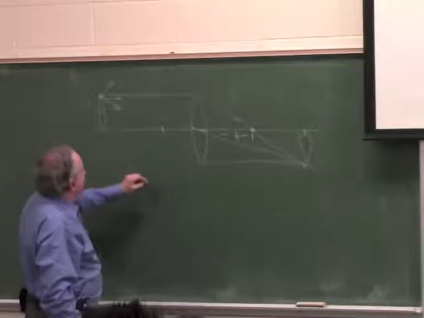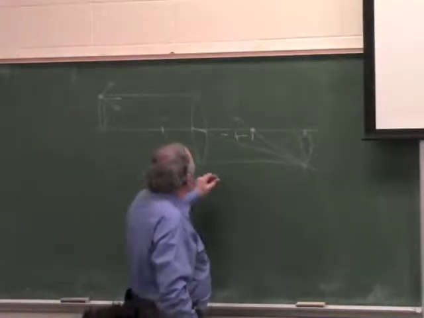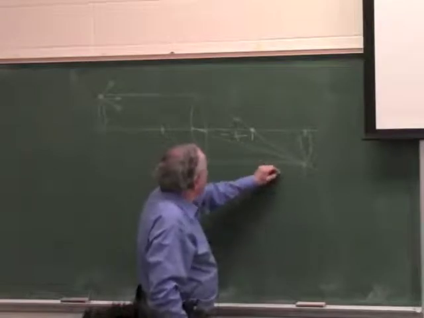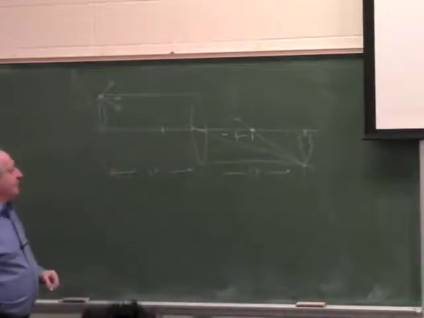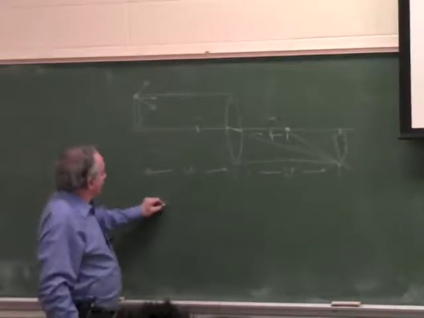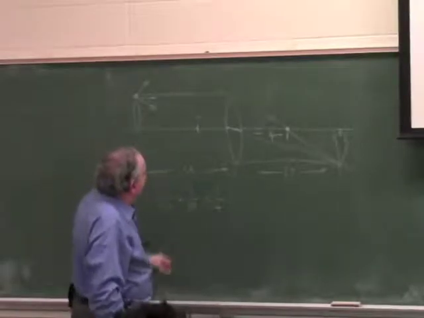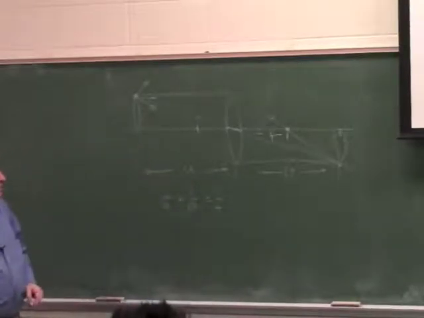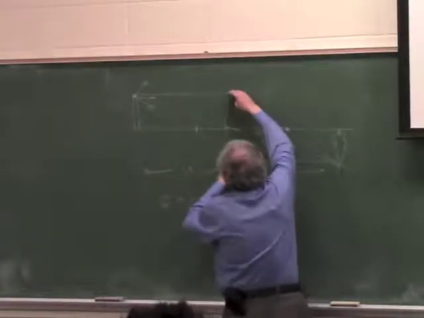And we already said that if this distance is called u, that's the common letter used, and this distance is called v, you can very easily work out from simple geometry that 1 over u plus 1 over v will be equal to 1 over f.